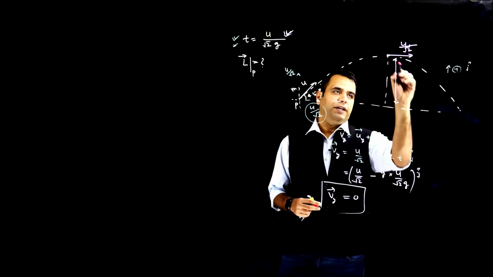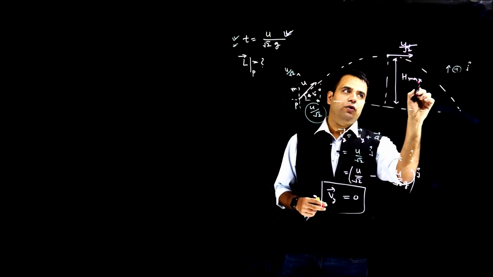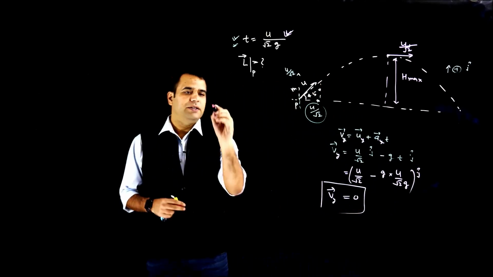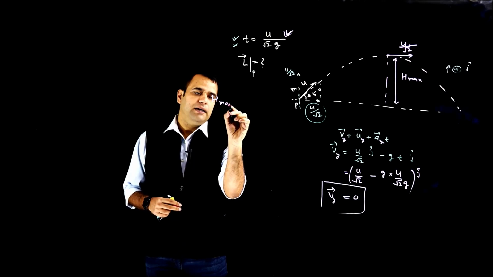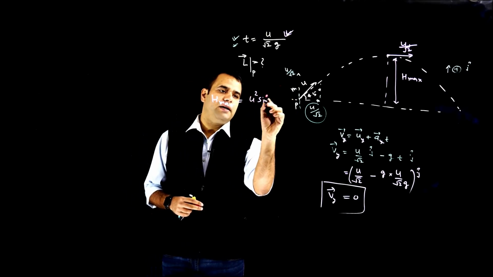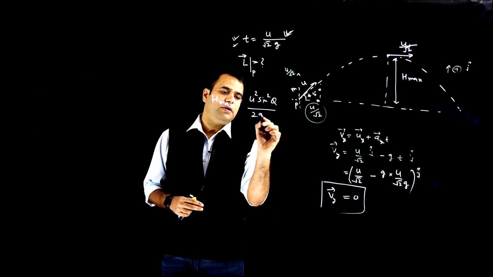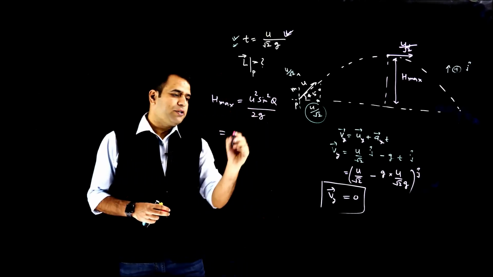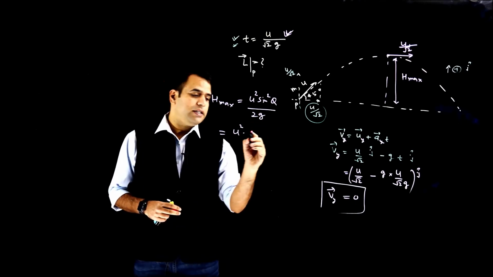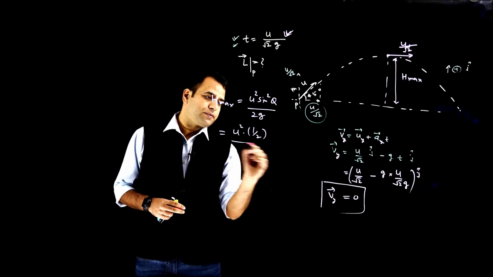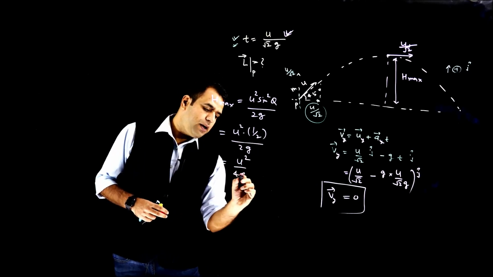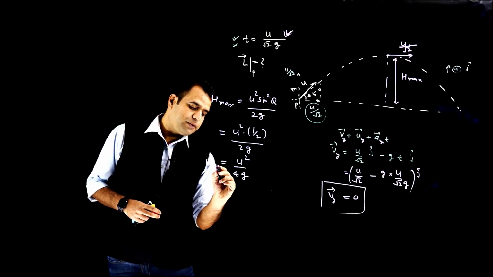And for the height, we have a formula also, and if we want to calculate that height separately we can. So let's use the formula directly. H max is nothing but u square sin square theta upon 2g. Let's put in the values. So u square sin square theta, where sin 45 squared is 1 by 2, divided by 2g, and that becomes u square upon 4g. That becomes the height.